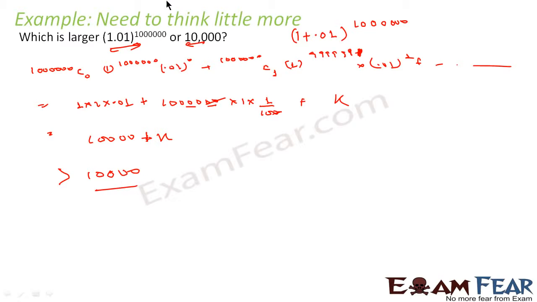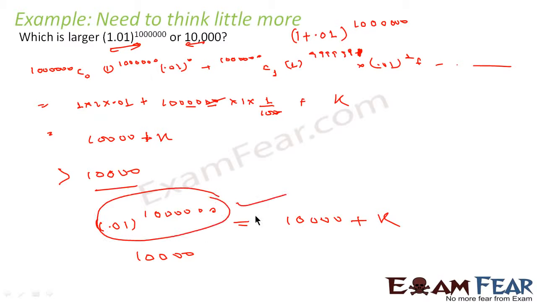So when we are supposed to compare this and this, obviously this is greater, because we have proved that 1.01 to the power 100 is nothing but 10,000 plus some constant. So when you ask which one is greater, this or 10,000, obviously this is greater because it is equal to 10,000 plus some constant. So we'll say that this one is greater.